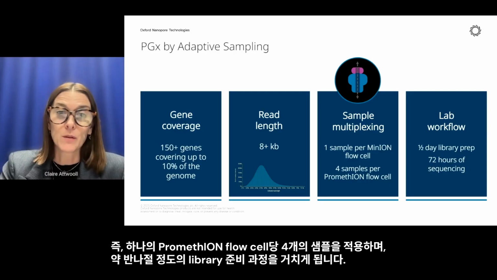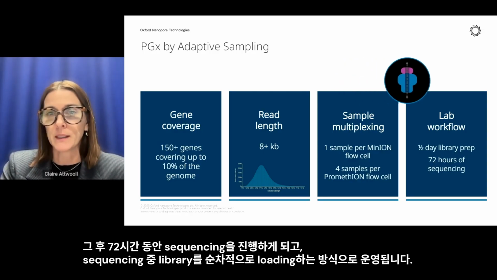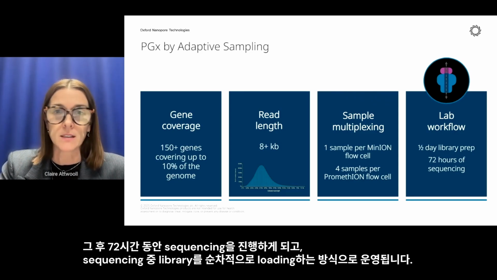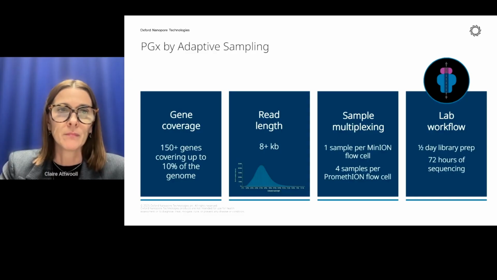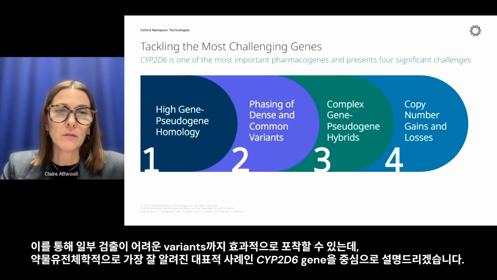So we have 4 samples per PromethION flow cell, and then the same half-day library prep, and then 72 hours of sequencing with loading your library as it's going, essentially. And this allows us to capture some of those really difficult variants.